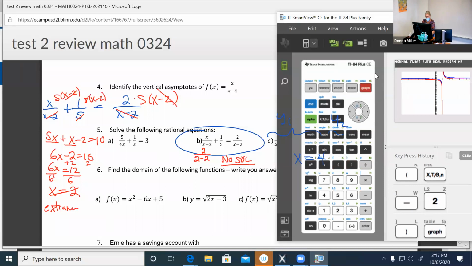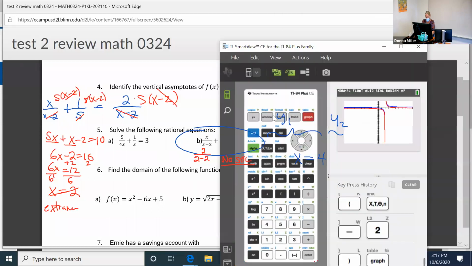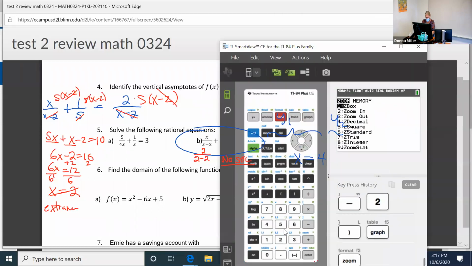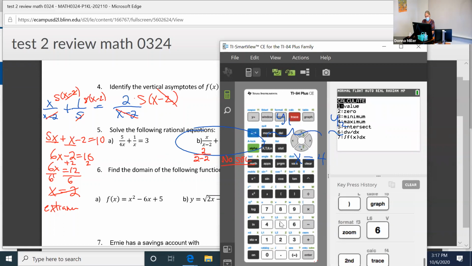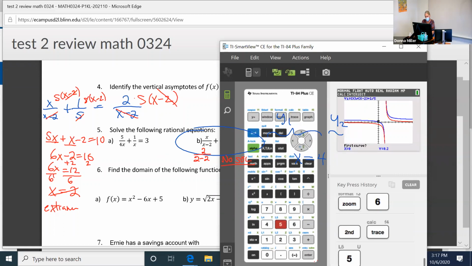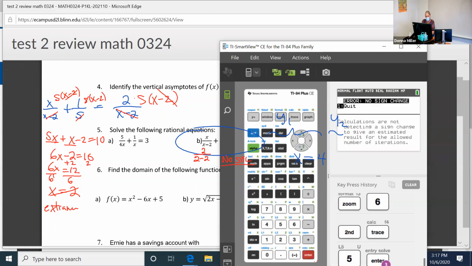Okay, and I don't know if you can see, I'm going to zoom in. I'll zoom 6 it. Let's do that first. Can you see that they don't really cross? I'm not really sure about right here, so I'm going to try it and see if they cross. So I'm going to hit second trace 5. Enter, enter, enter. No sign change. What that means is they don't cross, okay? So I'm right. There's no solution. There's no place where these graphs cross.